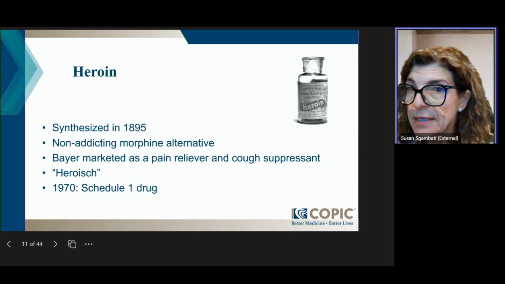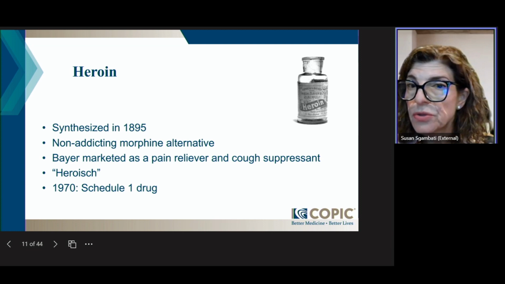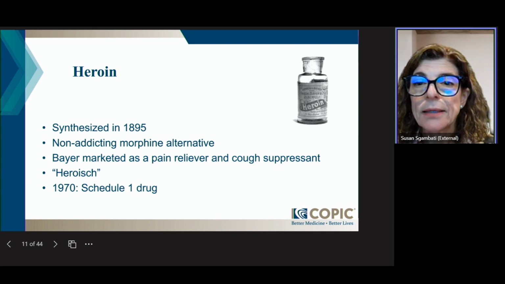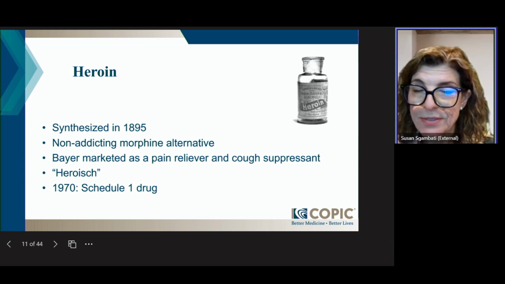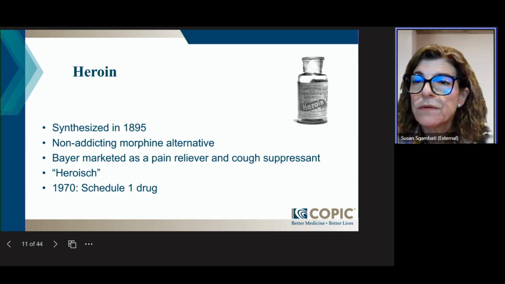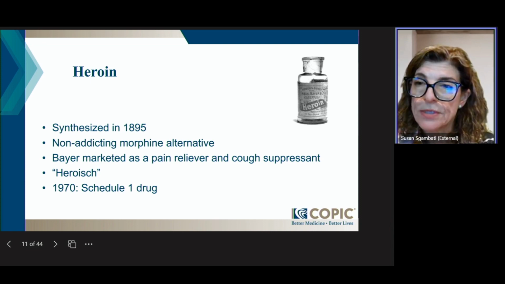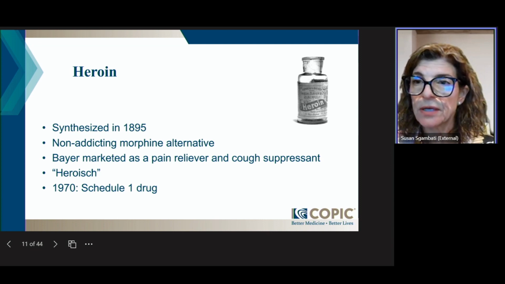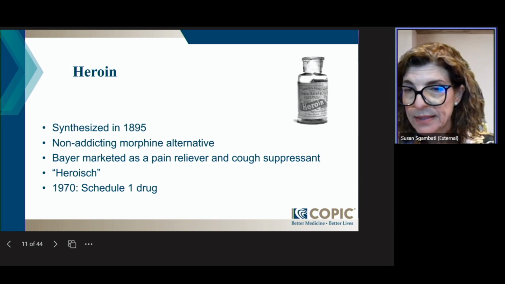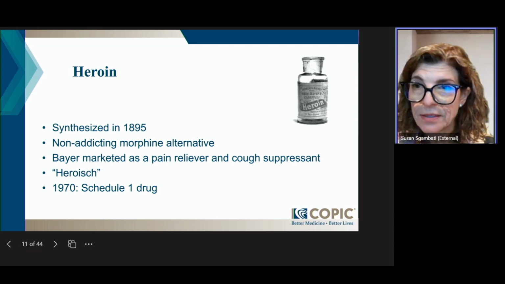Then heroin was synthesized, and this was thought to be a non-addicting morphine alternative. The same year, aspirin was synthesized. And interestingly, if there are any chemistry nerds out there, both of these substances were synthesized in the same way. That is, they took a chemical that exists in nature and they acetylated it. So by putting that acetyl group on it, they created these synthetic drugs. Both were marketed by Bayer.